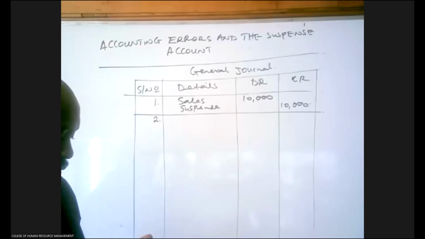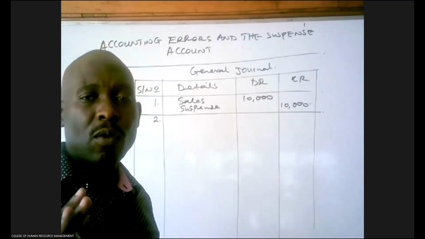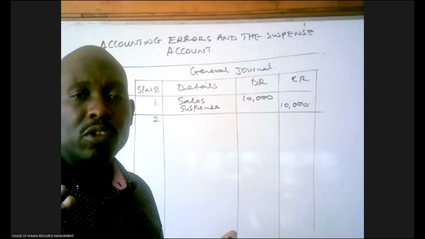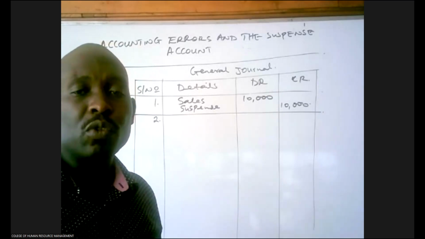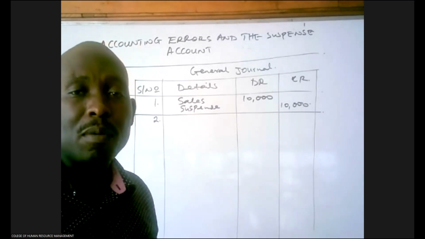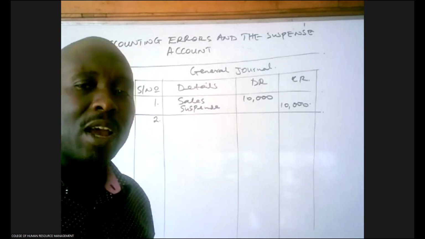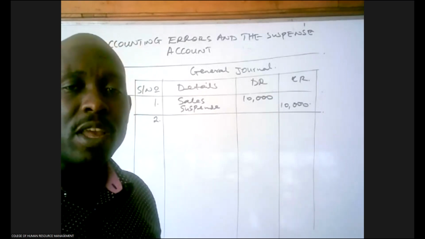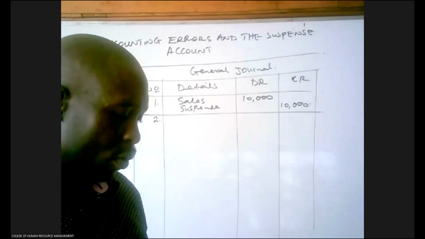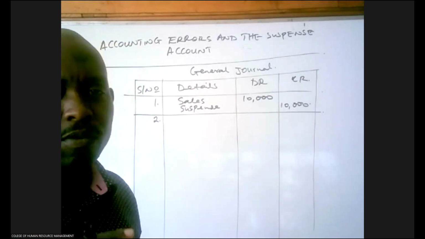Number 2, goods costing 8,000 had been taken by Mr. Haraka for personal use. Once you hear the words personal use, any resource taken from the business for personal use, we record in an account called drawings on the debit side. And this time, they are in the form of goods. They are reducing the purchases. Let's continue and see. No record was made to this effect.